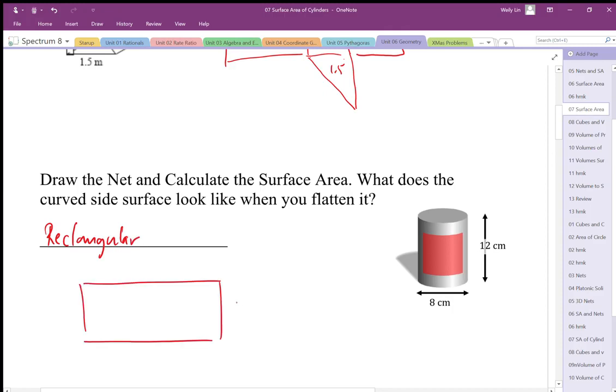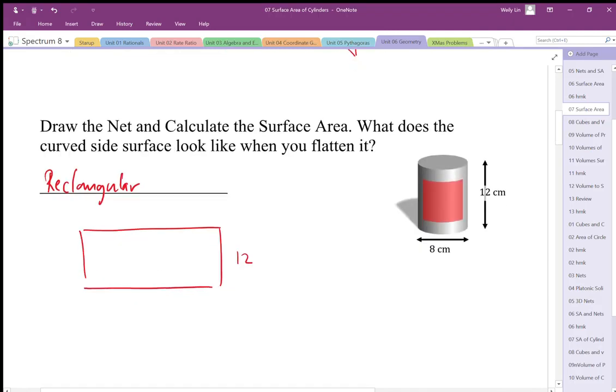Well, we know the height is going to be 12 here. What's the width going to be? Well, that width comes from the circumference of the circle. Okay, so we know that this is going to be pi r squared, sorry, not pi r squared, 2 pi r. So it's going to be 2 times the radius, or the diameter, times pi. So in this case, it's going to be 8 pi.